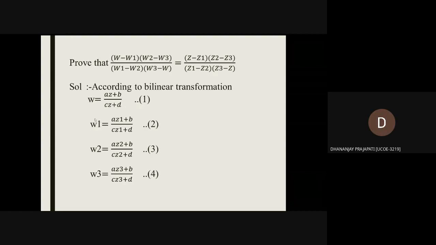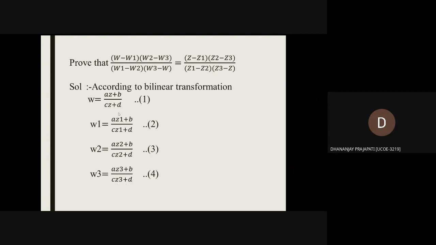So for the point w1, the z becomes z1. The relation between the z plane and the w plane for w1 becomes w1 equal to (az1 plus b) upon (cz1 plus d). We mark it as equation number 2. For W2, it becomes (az2 plus b) upon (cz2 plus d). We mark it as equation 3. Now for W3, the formula becomes (az3 plus b) upon (cz3 plus d).